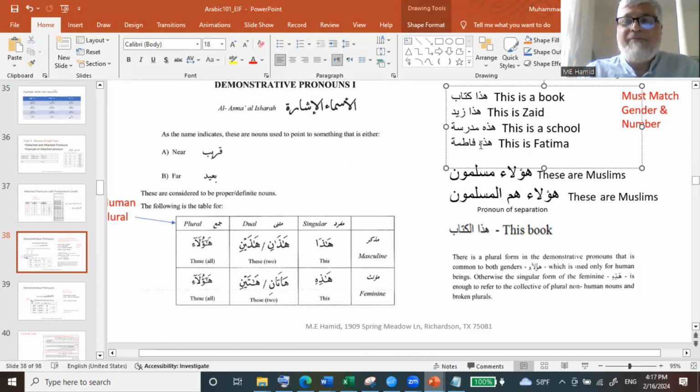Or "hazihi Fatima," this is Fatima. But again, this is Fatima, this is Zayed. If you don't know whether Fatima and Zayed are masculine or feminine, English-speaking people will not know whether Zayed is a masculine name or Fatima is a masculine name. They will not know because the names are foreign to them.